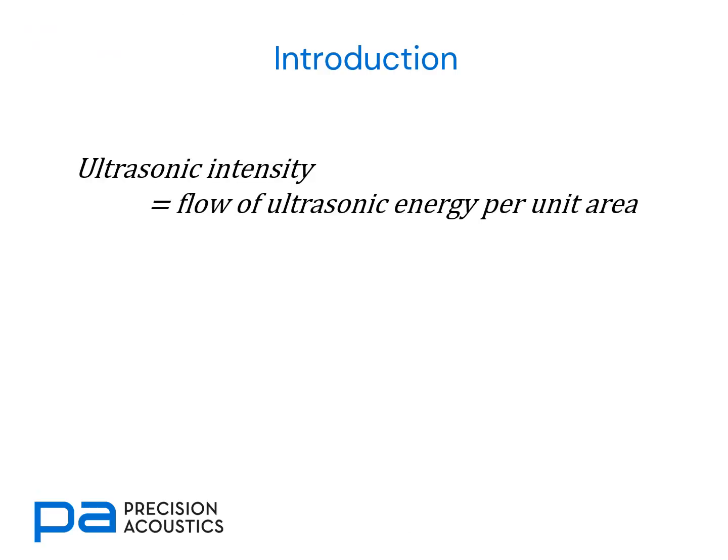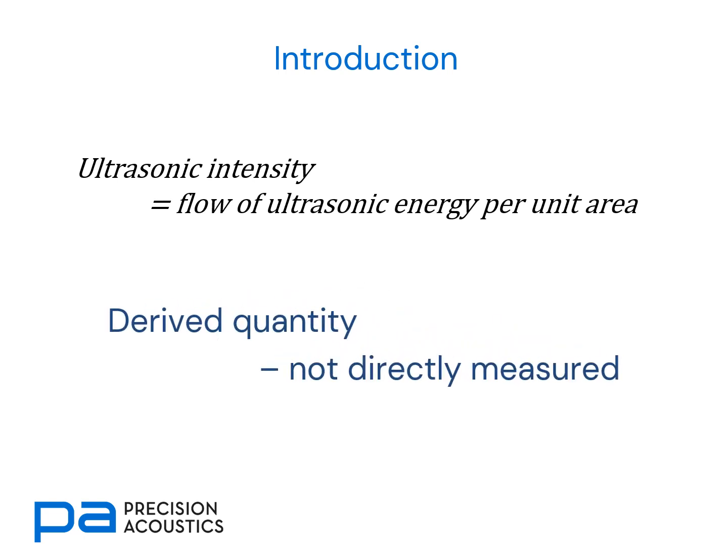Ultrasonic intensity is defined as the flow of ultrasonic energy per unit area, but there is still sufficient ambiguity in this definition to mean that there could be multiple possible intensities of interest, as we shall see throughout this tutorial. It's also important to realise that this is a derived quantity and not a directly measured quantity like pressure or power.